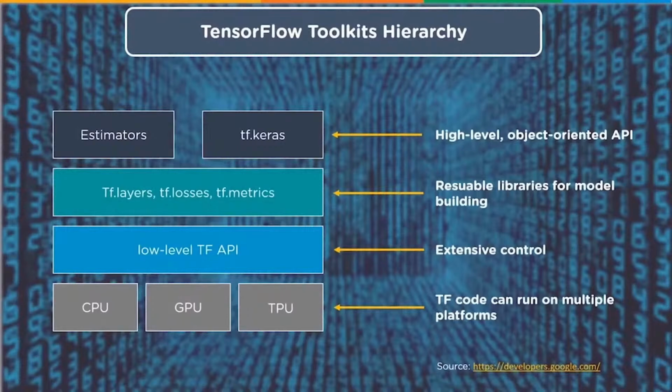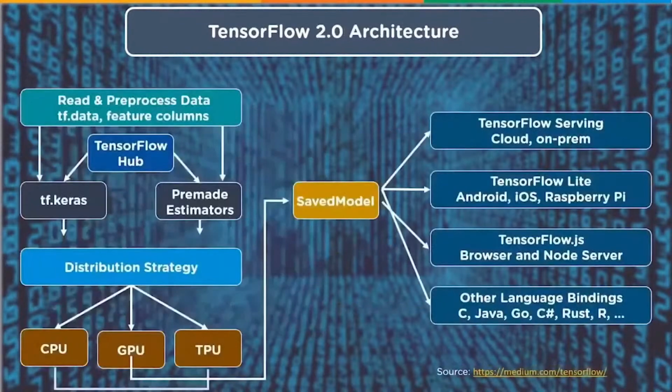And moving on from the hierarchy to the architecture, in the TensorFlow 2.0 architecture, we have, you can see on the left, this is usually where you start out with, and 80% of your time in data science is spent pre-processing data, making sure it's loaded correctly and everything looks right. So the first level in TensorFlow is going to be your read and pre-processed data, your TF data feature columns. This is going to feed into your TF Keras or your pre-made estimators, and you have your TensorFlow Hub that sits on top of there so you can see what's going on.